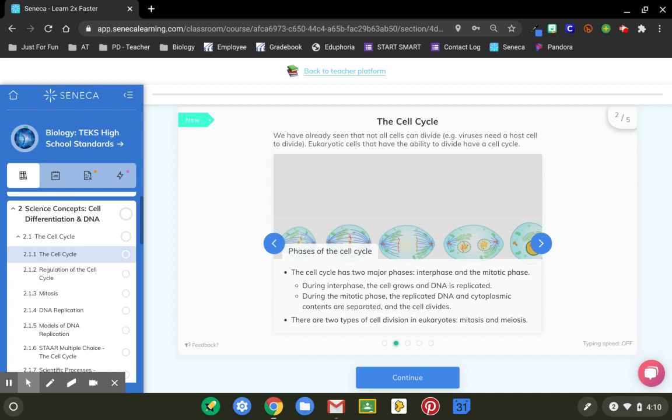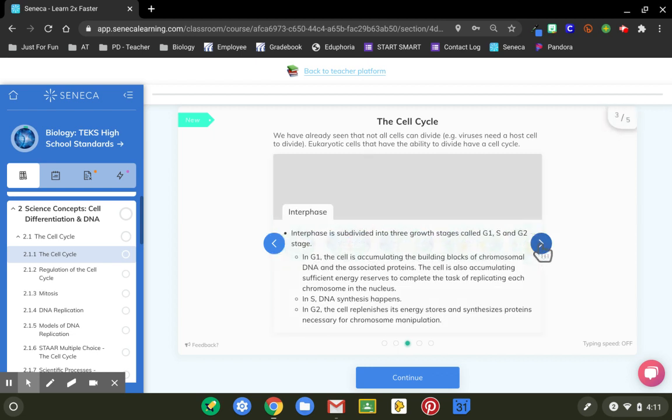So there are two types of cell division in eukaryotes. We have mitosis and meiosis. Meiosis is completed in our sex cells, and mitosis is completed in all of our other cells. So your skin cells, your blood cells, your muscle cells, cardiovascular cells, whatever else there is besides your sex cells, that's where mitosis occurs. So the first step is interphase.